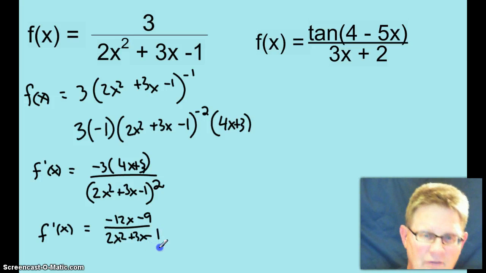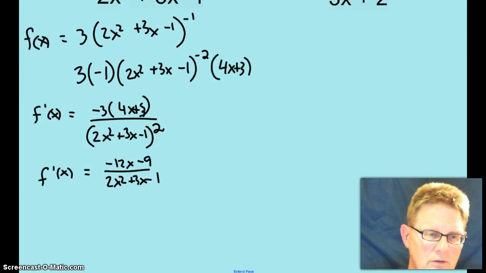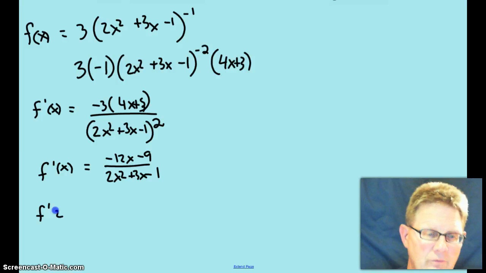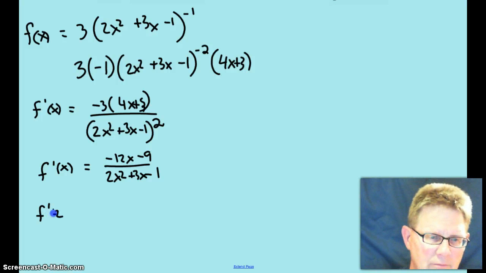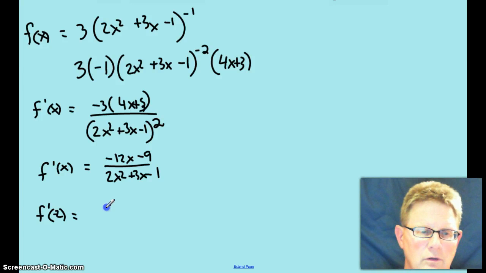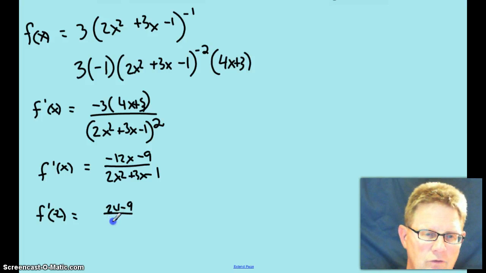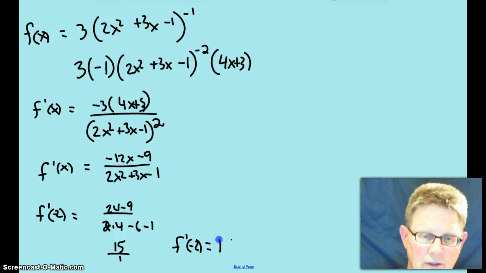Yeah, and we were supposed to find f prime of negative 2. Well, now we can do that. f prime of 2 or negative 2? Negative 2, alright. That equals 24 minus 9 over negative 2. 2 times 4 minus 6 minus 1. 15 over 8 minus 7, 1. f prime of negative 2 equals 15.